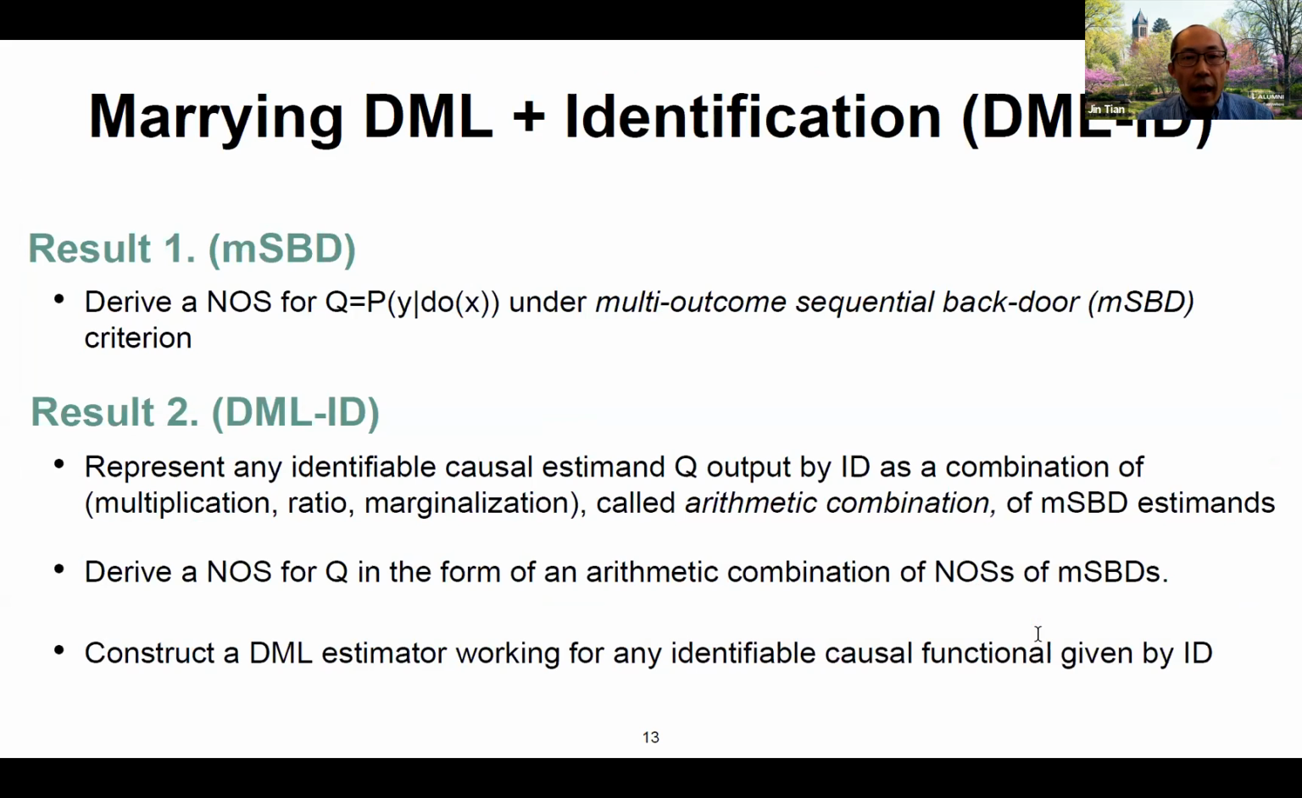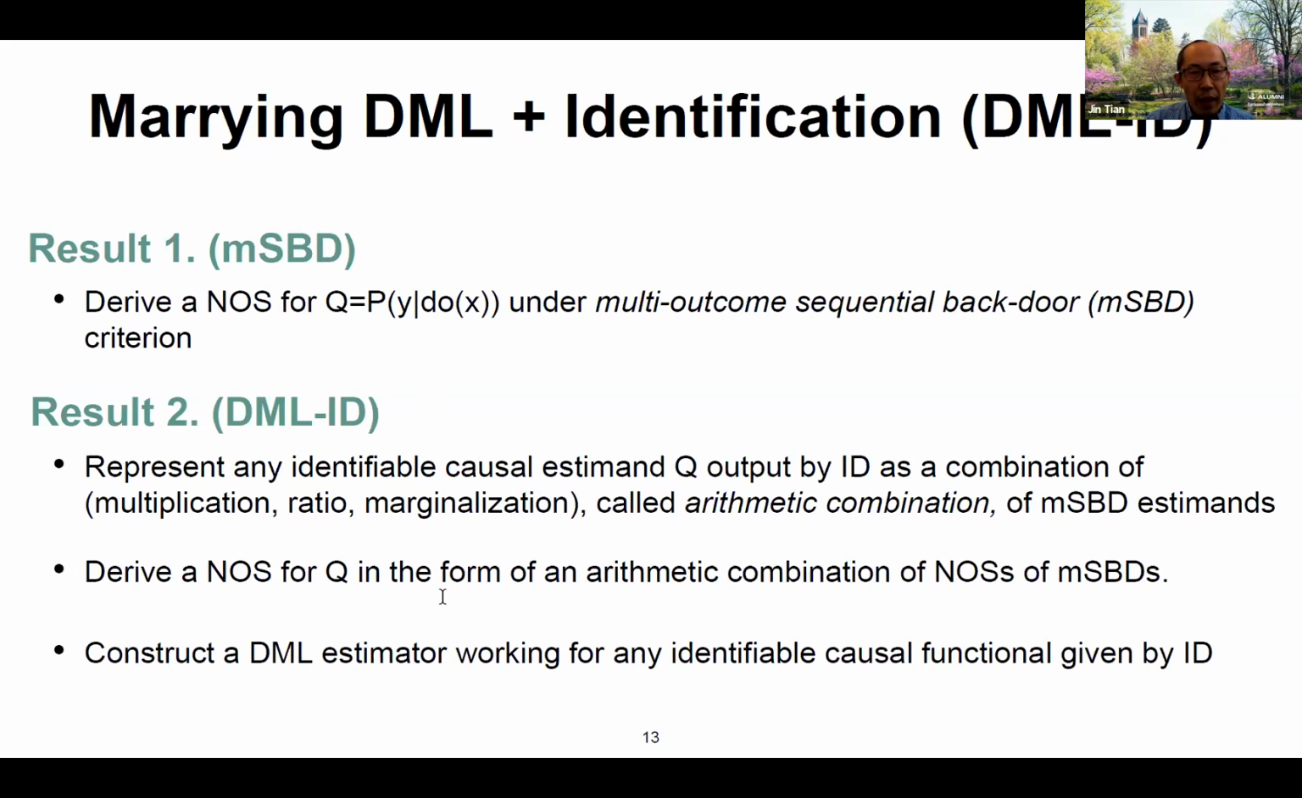So here is the general outline. First, we study a special case of this problem. We consider causal effects identified under the so-called multi-outcome sequential backdoor criteria, MSBD criteria. We will derive a Neyman orthogonal score for the causal estimate under this criteria.